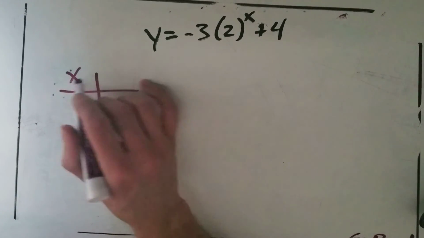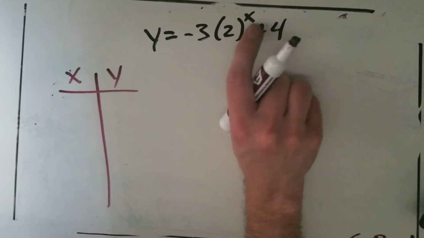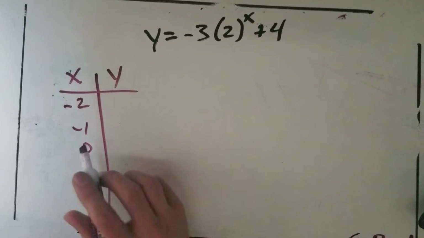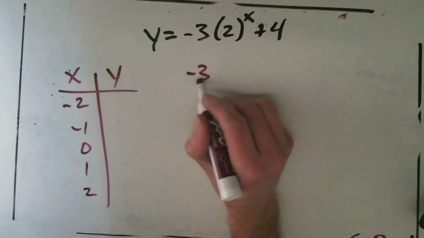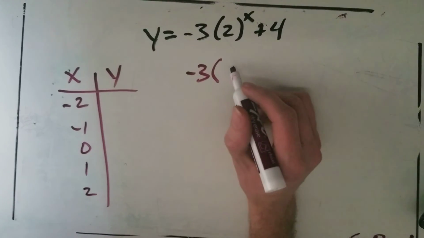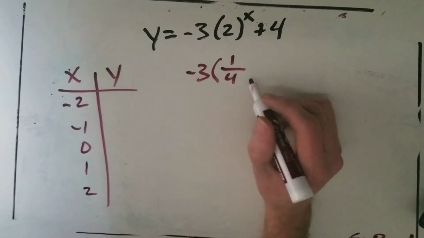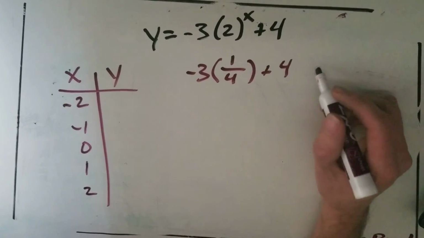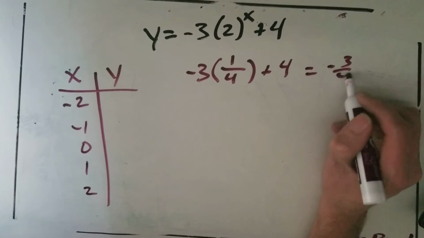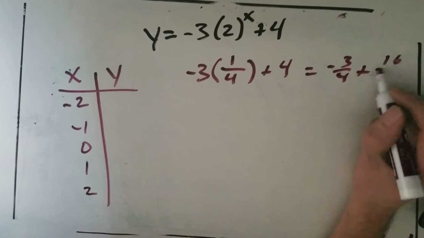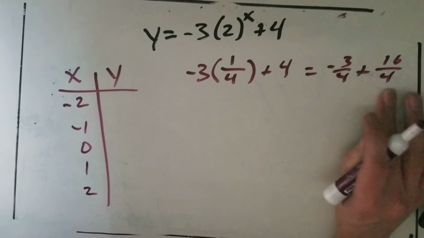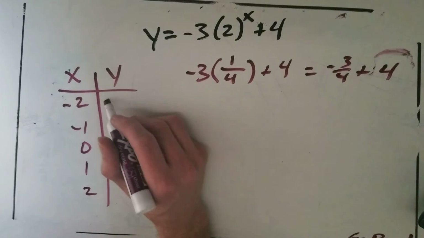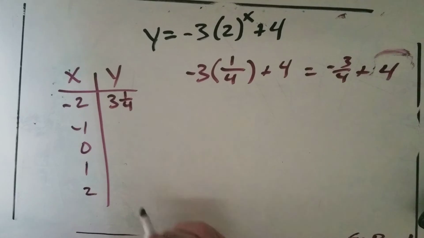So, x and y. There's no little adjustment up here in the exponents, so we'll use -2, -1, 0, 1, and 2. And let's start with -2. -3 times 2 to the -2 is going to end up being -3/4, and then plus 4. If you want to do a little math there, 16/4 you can do. Or actually, we want to keep it as a mixed number, so plus 4. So we're going to end up with 3 and a 4th.